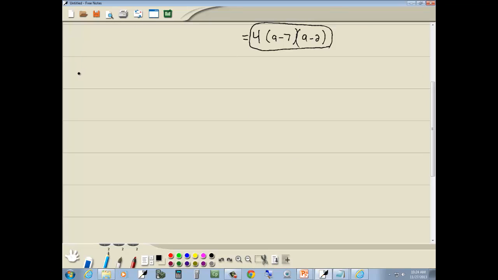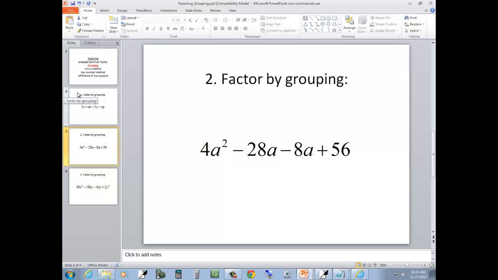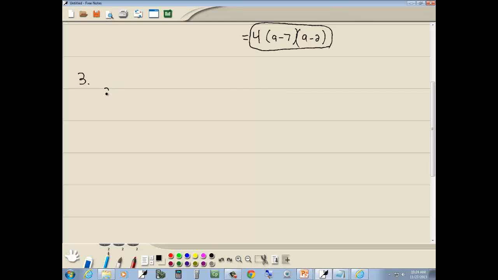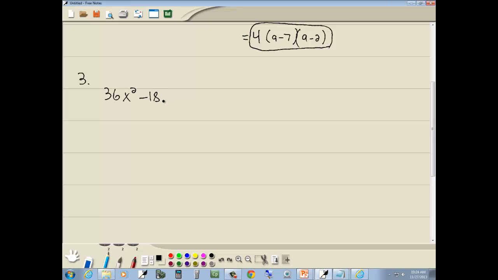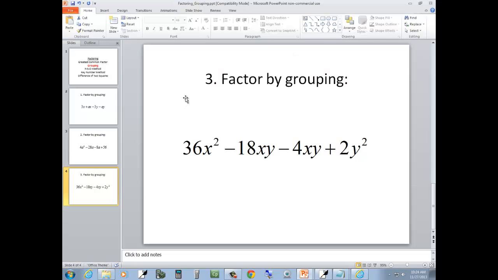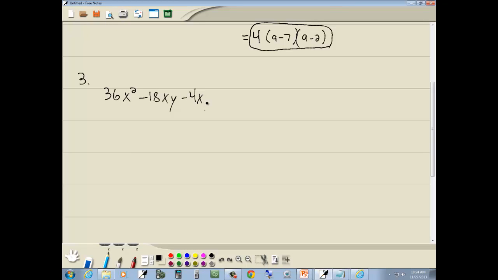Let's take a look at one more. We've got 36x squared minus 18xy minus 4xy plus 2y squared.